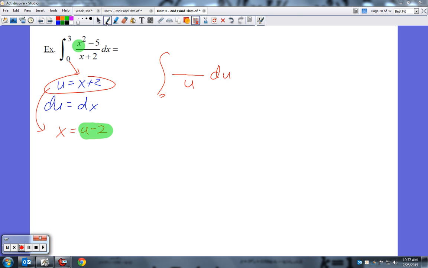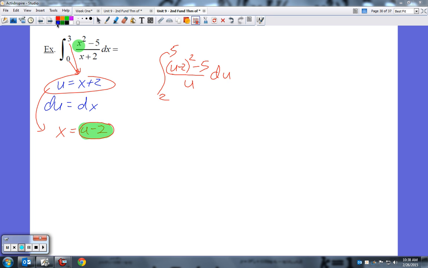The 0 is going to change to 2. The 3 is going to change to 5. And this top part is going to become this squared minus 5. So u minus 2 quantity squared minus 5. If you don't understand, please ask the question. What just happened? Okay. Now, can I integrate?